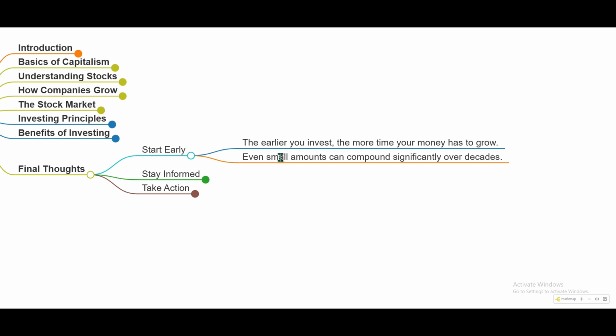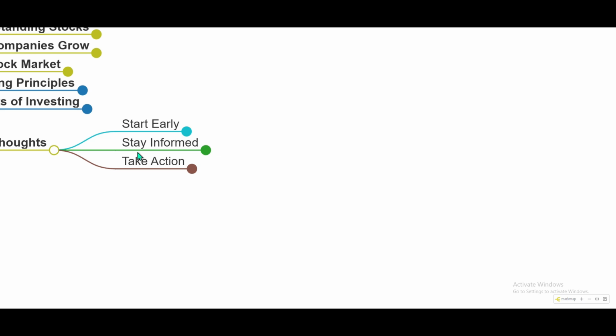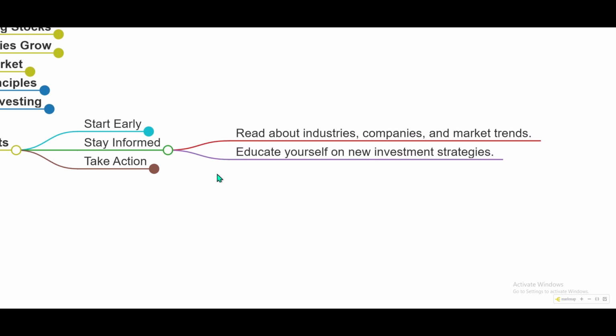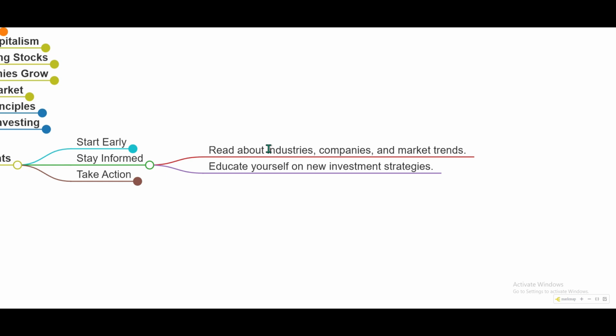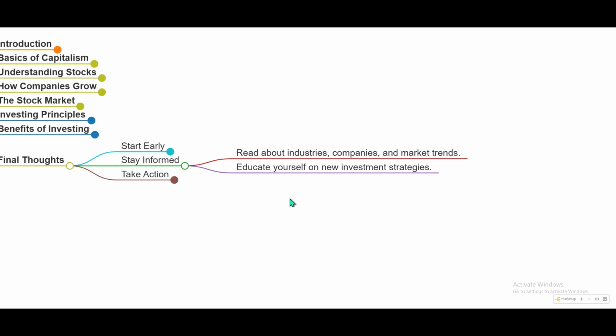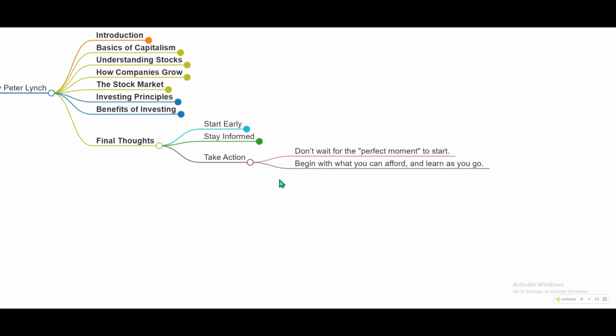I'm talking about SIP, systematic investment plan. Now the second is stay informed. So read about industries. Whenever you invest, whenever your money is at stake, you read about that thing. You read about those industries, those companies, what the market trends are, and you also educate yourself on new investment strategies. So you stay informed, you become smart by investing.